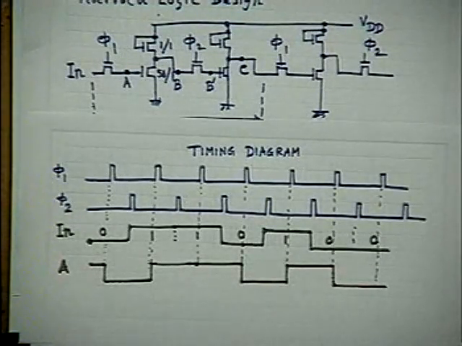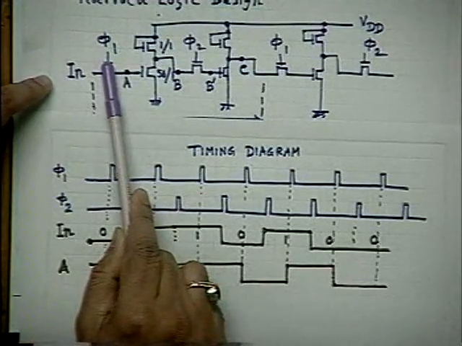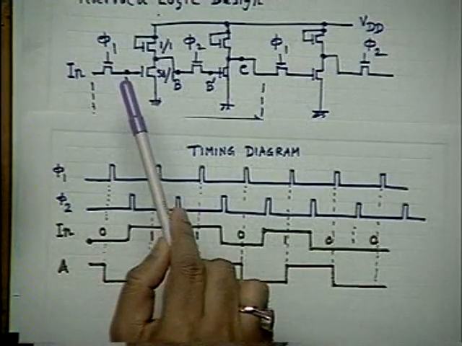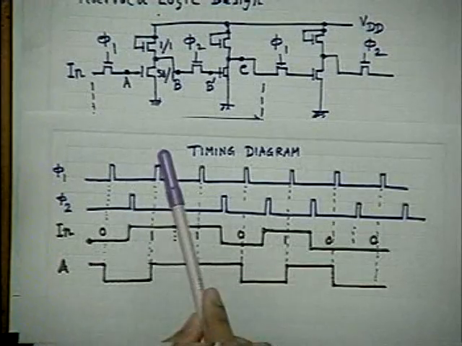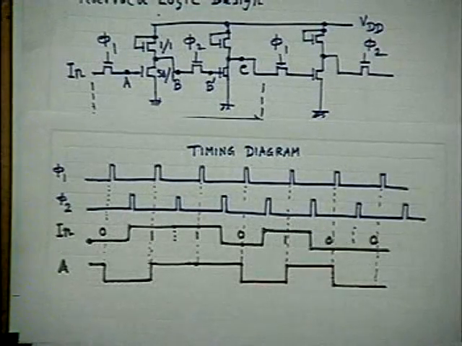So where is the dynamic logic principle holding here? Simply during the periods when phi 1 is 0, whatever was the voltage developed at the node A will be retained. Suppose I go on increasing the clock duration, the clock period, that means reducing the clock frequency, then what is going to happen?